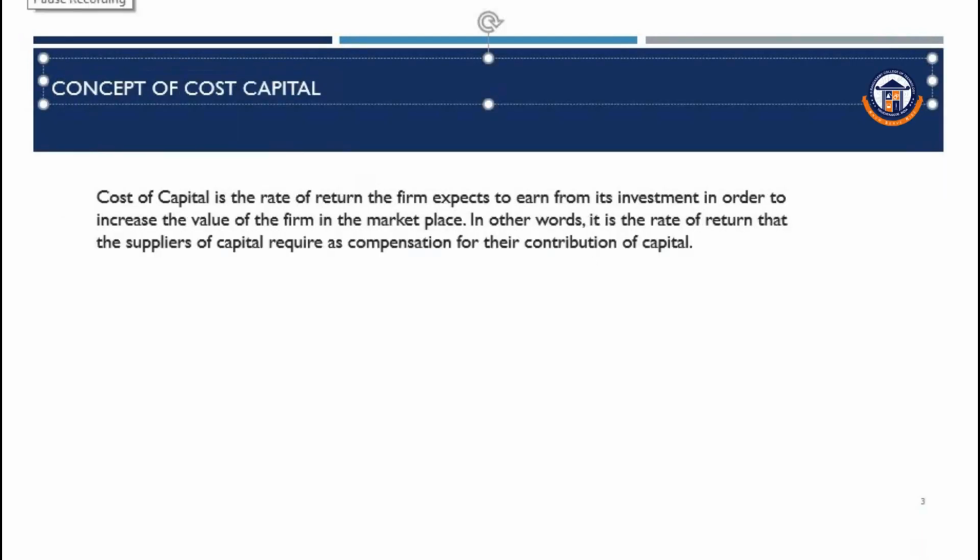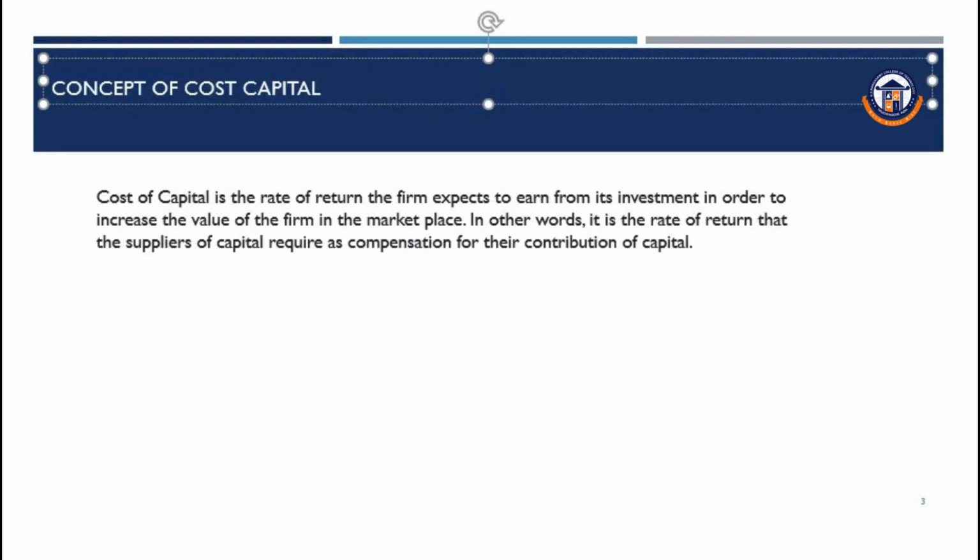First, meaning of cost of capital. Cost of capital is the rate of return the firm expects to earn from its investment in order to increase the value of the firm in the marketplace. Cost of capital is the minimum required rate of return which firms require as a condition of undertaking the investment. The cost of capital is the minimum required rate of earnings, that is the rate of capital expenditure. So there is a difference between the rate of earnings and the rate of capital expenditure.